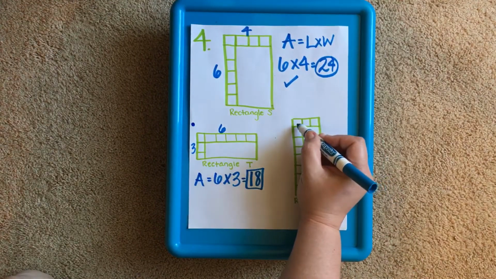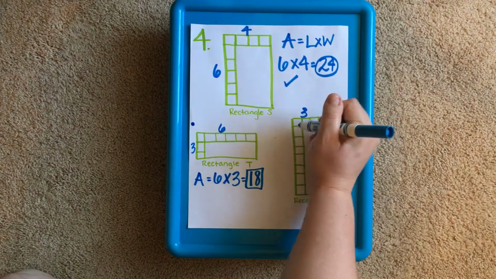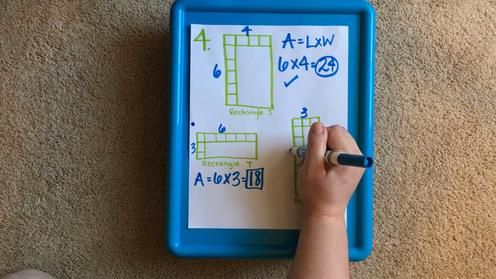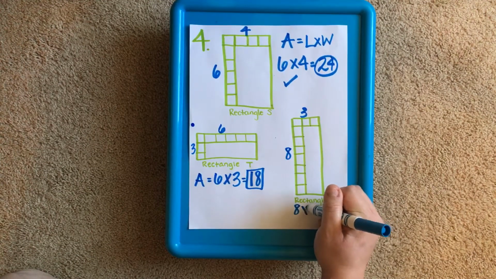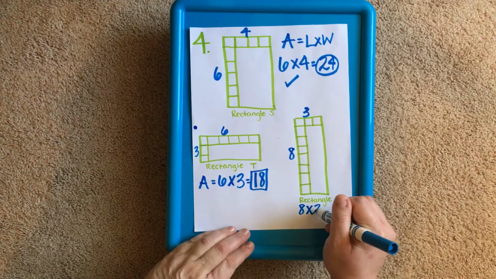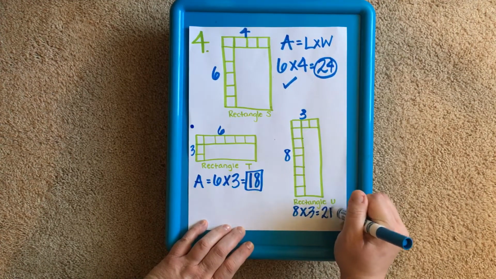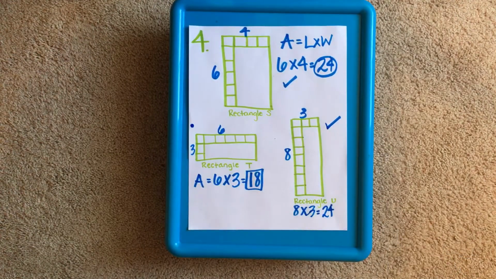So we're going to count our squares again. 1, 2, 3, going across and all the way down. 1, 2, 3, 4, 5, 6, 7, 8. I'm going to multiply those together because my equation for area is length times width. Oops. Or 8 times 3 is 24. So that one gets a check mark, okay? Because that one does equal 24.